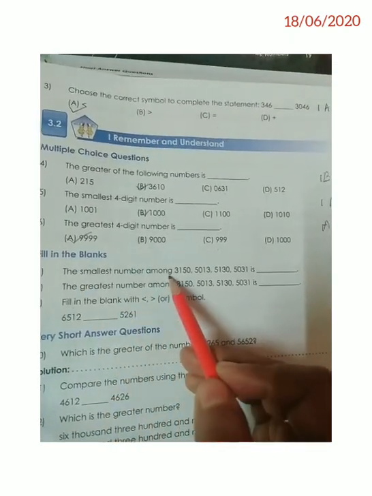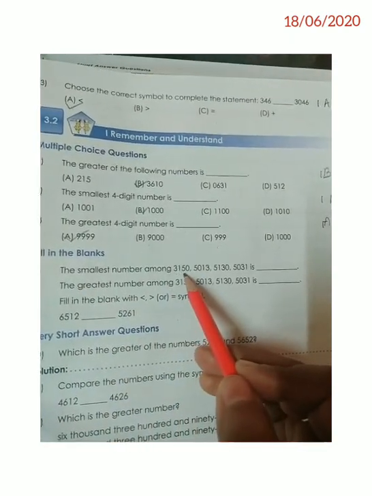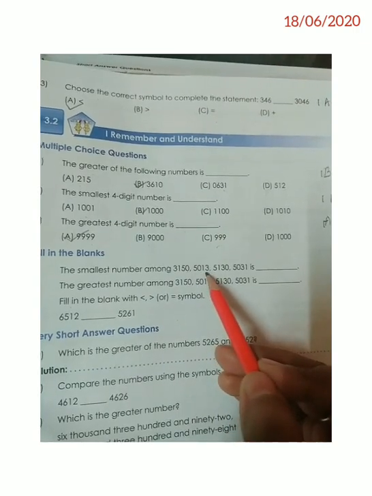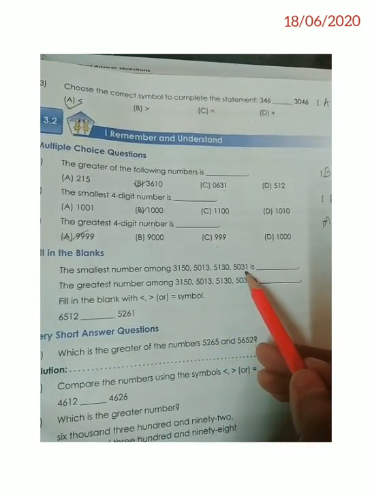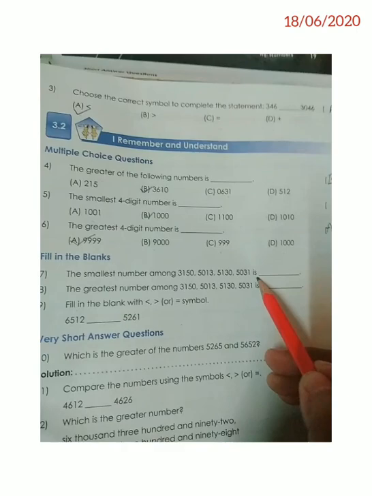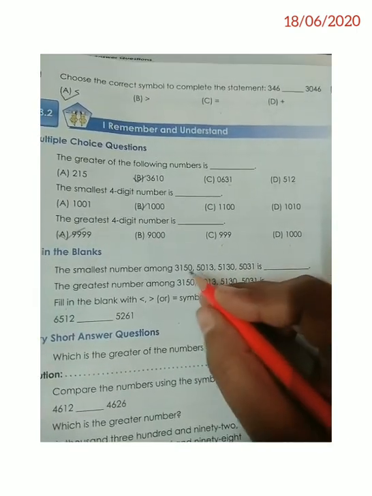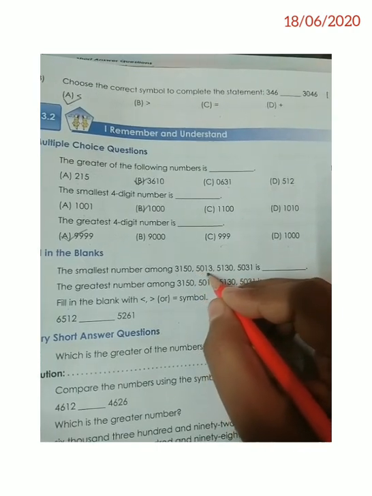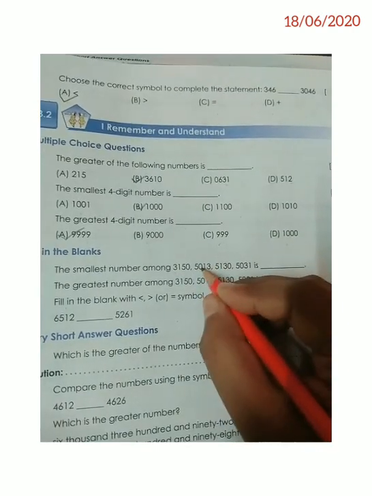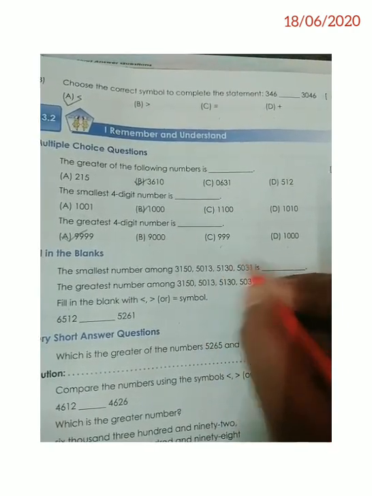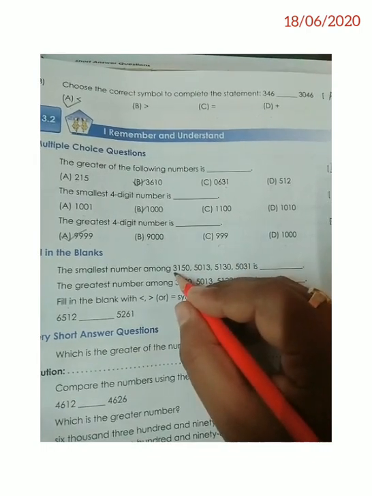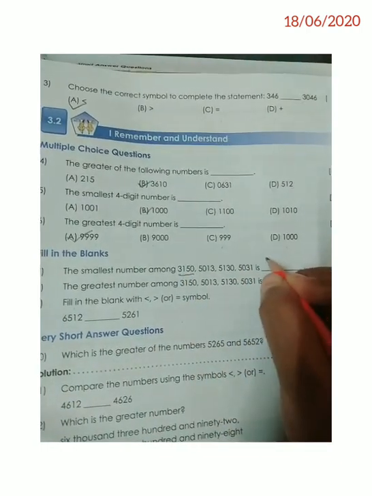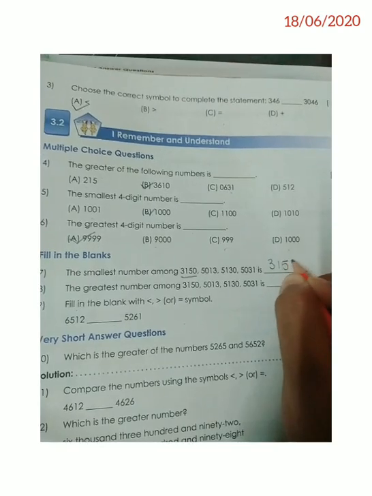The smallest number among 3150, 5013, 5130, 5031 is, the correct answer is this one. Why? Because in the next 3 numbers in the thousands place there are 5, but here there is 3. So the correct answer is 3150. Okay, now the next one.